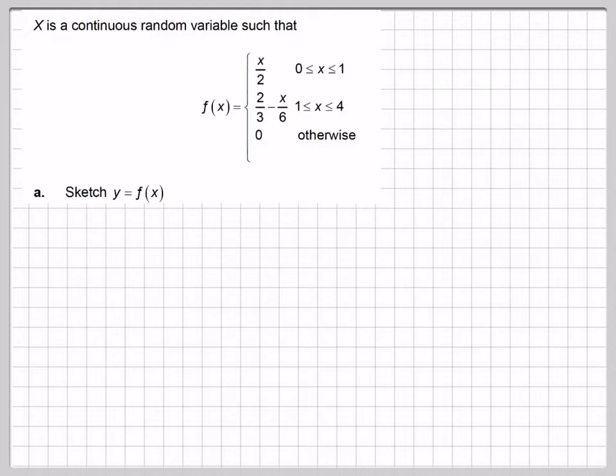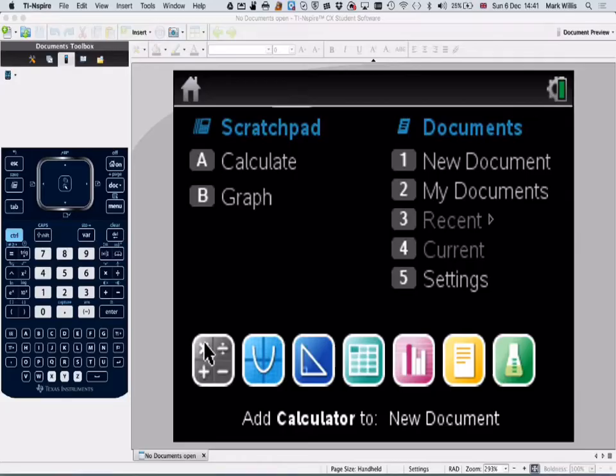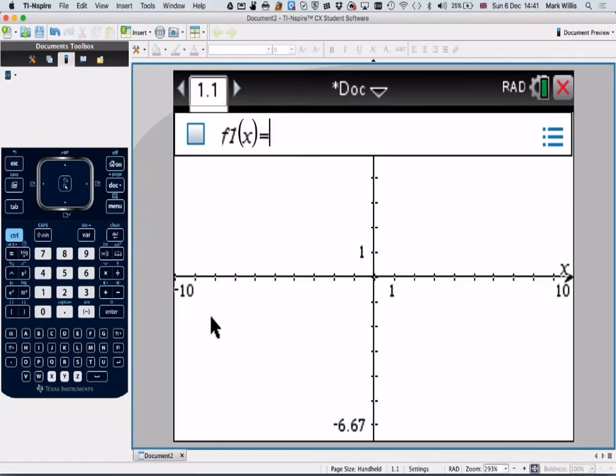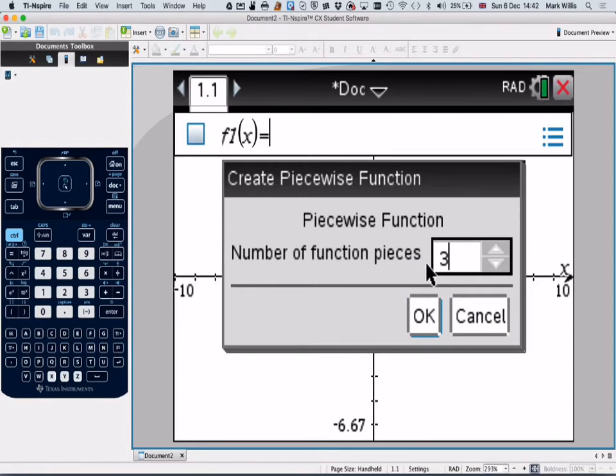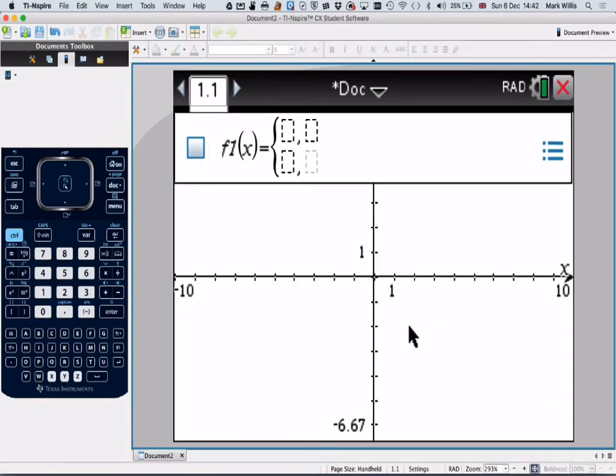In order to do that, we're just going to go to our GDC, and for that we will select calculation mode, which is that one. No, sorry, graphing mode, which is this one. So selecting graphing mode. Now we need a piecewise function. So to get a piecewise function, you need to go to this one over here, and then select this one here. And it asks you the number of functions you got. We're only going to put 2 in this time. So we press OK, and we write in the function.